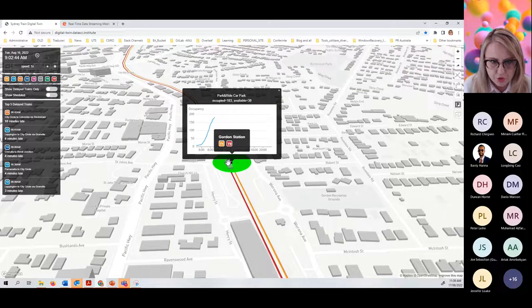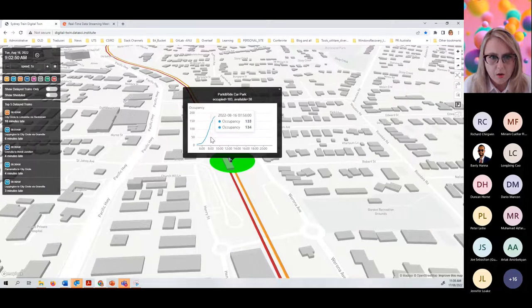I think this is the Gordon station where T1 and T9 pass by. We can receive real-time streams of the occupancy at this car park station, which can be overlaid in parallel with the train. So let's speed it up a little bit on what happened, for example, yesterday. A lot of people are just starting to use the parking from 8 a.m. onwards. And I think the capacity of this car park is around 213 or something like that.